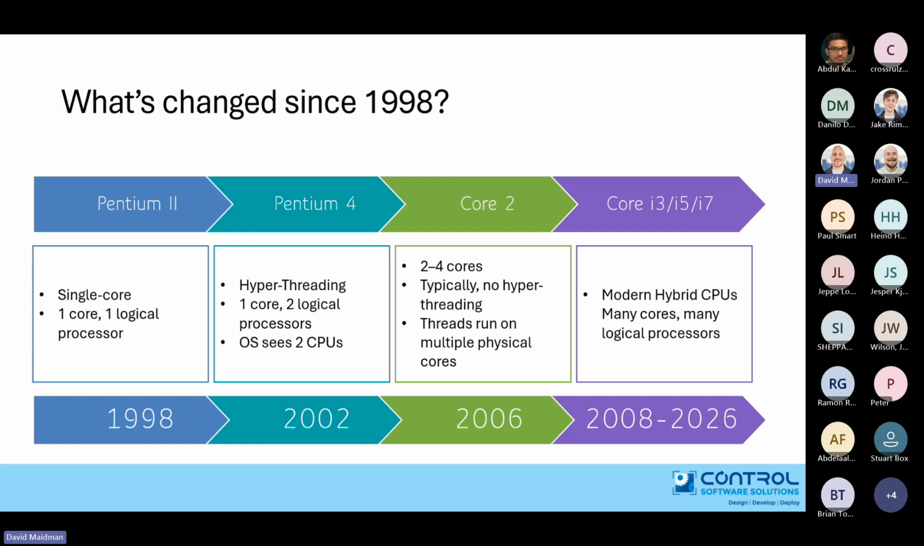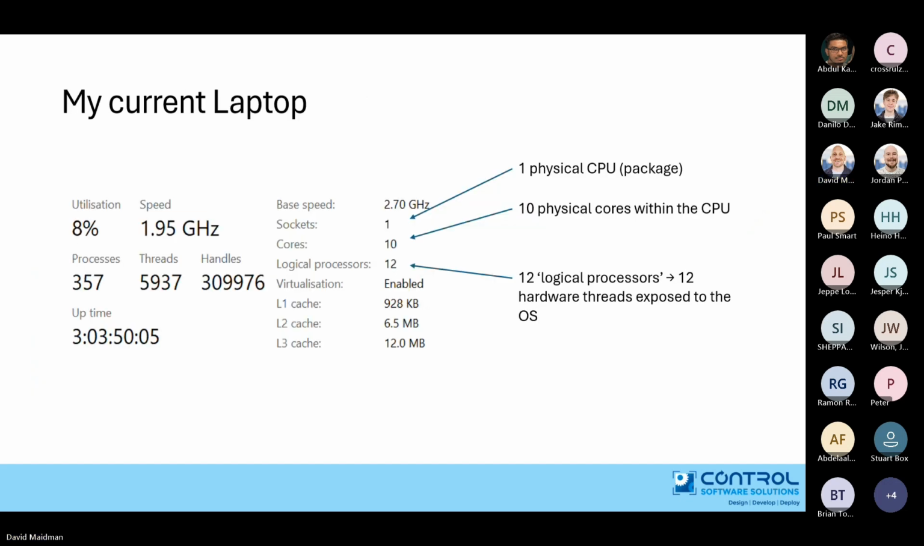Then as we come to more modern times, from 2008 through to now, we've been using the Core i series. I've shown just up to i7s here. On modern CPUs, we've got lots and lots of cores, and importantly, many, many logical processors. Very often these can be on one processor, on one chip, one socket. Again, I'll explain this a bit more as we go on.